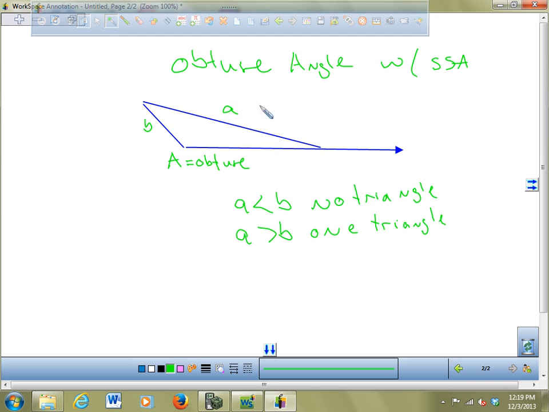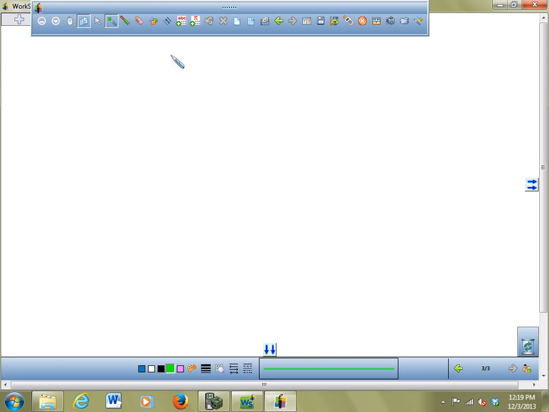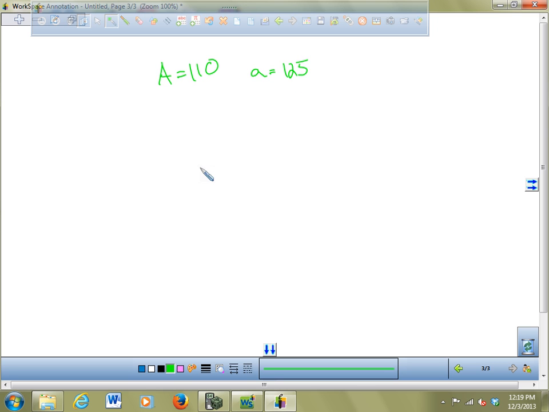Let's redraw the triangle, okay? So, let me look at number 19. What are you given? You're given A equals 110, right? And you're given side A is 125. And then what else are you given? Side B equals 100.